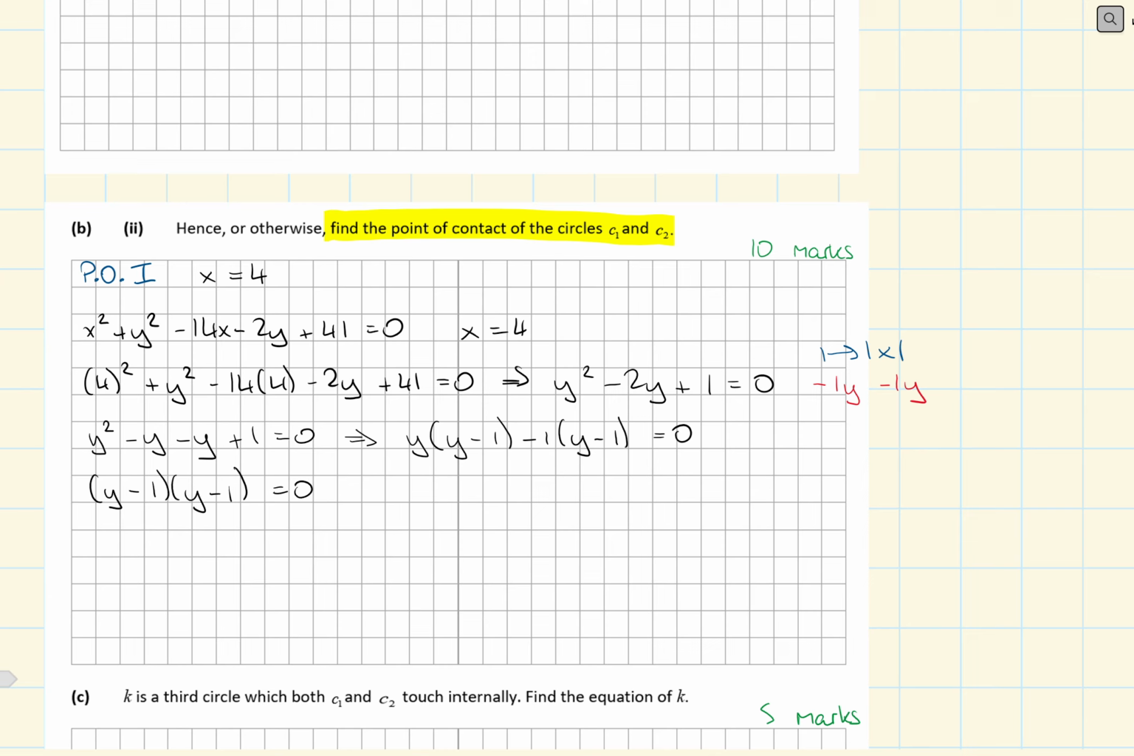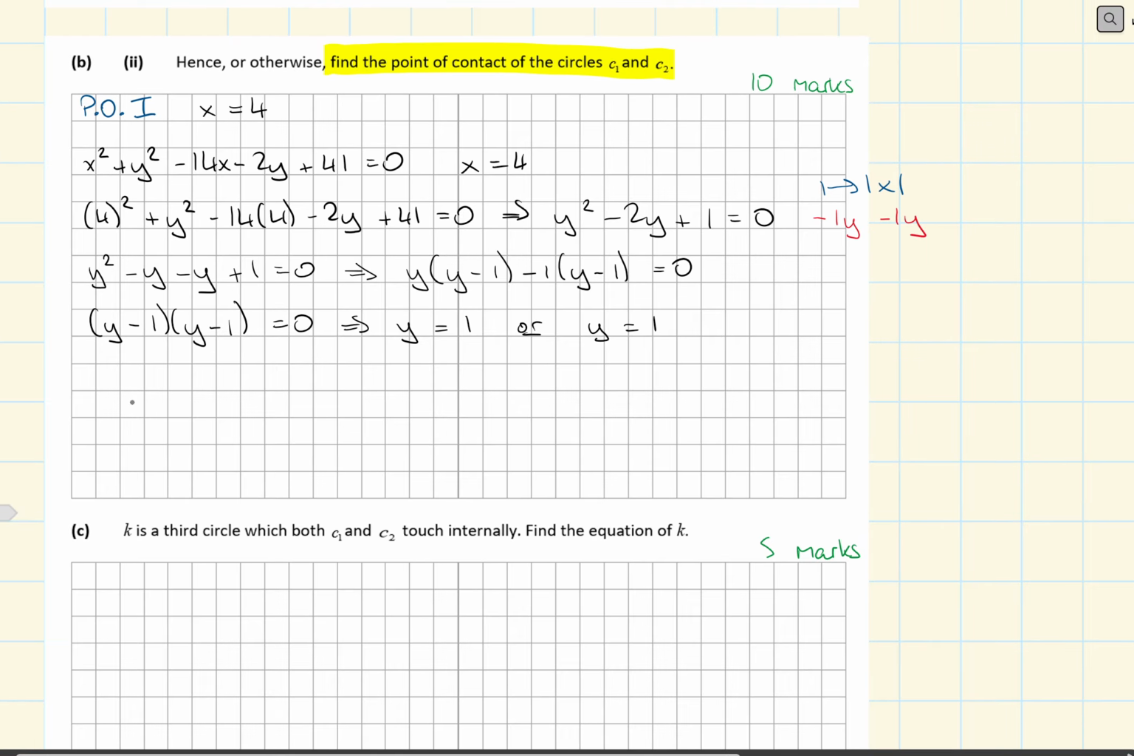We see here we get a double answer, same answer twice. y equals 1 or y equals 1. So then my point of contact is going to be (4, 1).